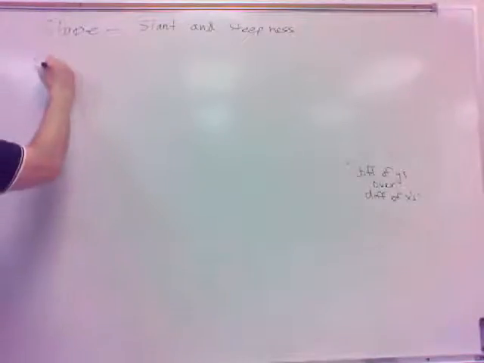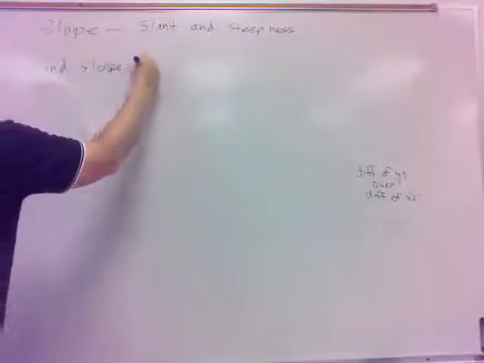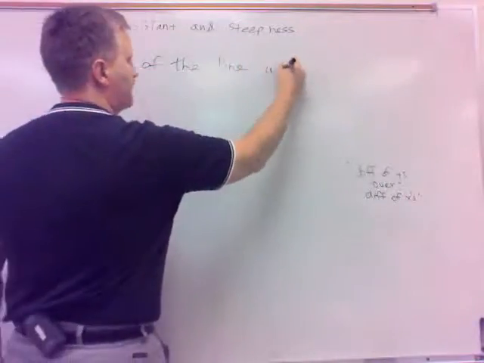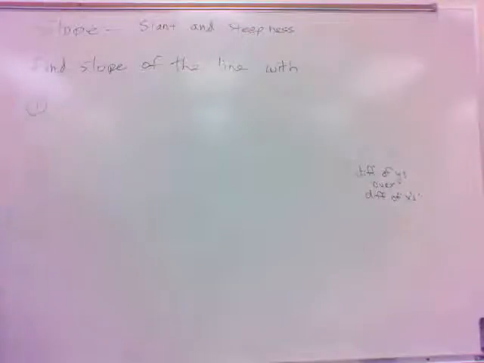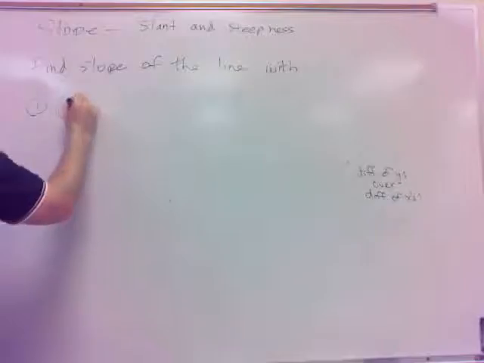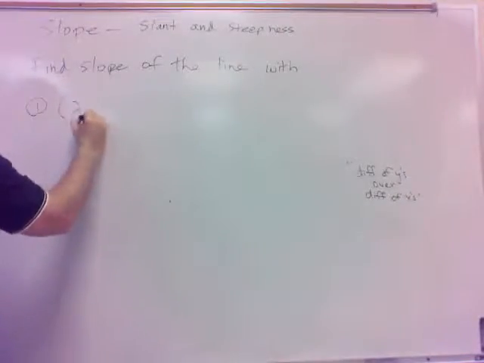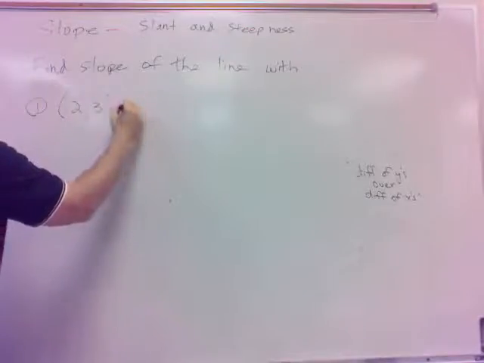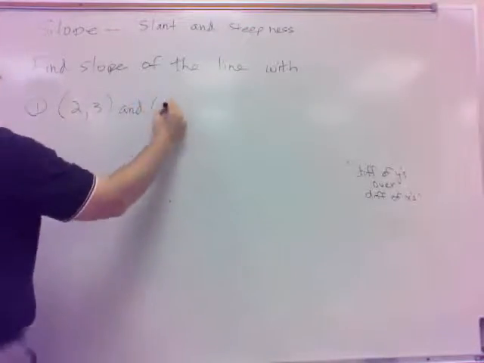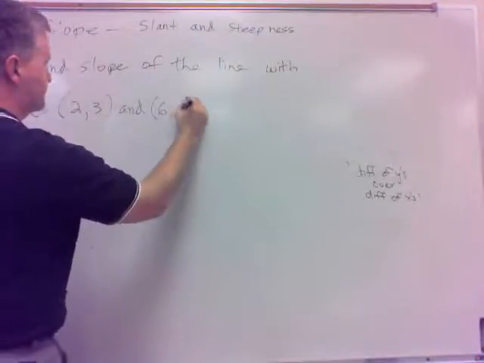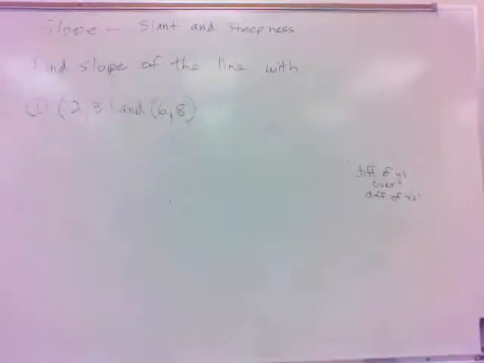Find the slope of the line. With number 1, let's start with this one. How about 2, 3, and 6, 8. Find the slope of the line with those 2 points, (2, 3) and (6, 8).